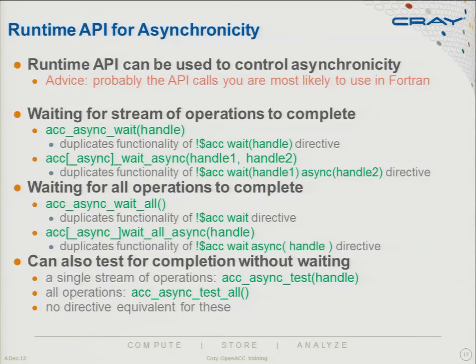The only thing that you can do with the API that you can't easily do with directives is to test whether a stream of tasks has finished. There's no directive to test for it. So you can use the runtime API to do a test to see, has it finished? And if no, I'll go and do something else. You can mock it up. You can have a spinning loop with... And you can do that, but there is about the only case where that's something you can do with the API that you couldn't do with a directive.